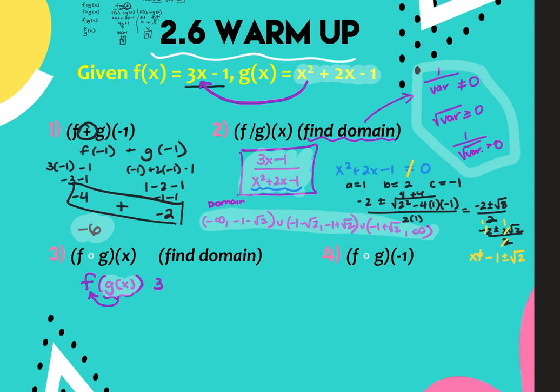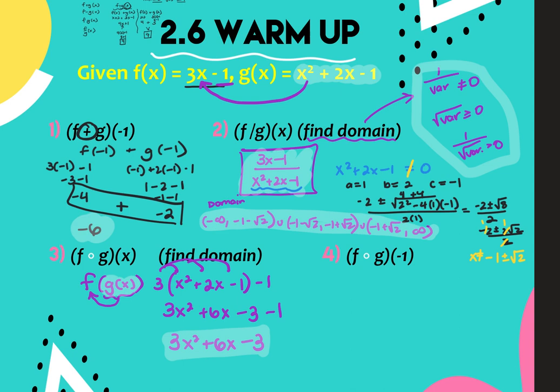So I'd get 3 parentheses x squared plus 2x minus 1, minus the one that follows. Distribute the 3: 3x squared plus 6x minus 3 minus 1, and I'd get 3x squared plus 6x minus 4. So that's the first part.